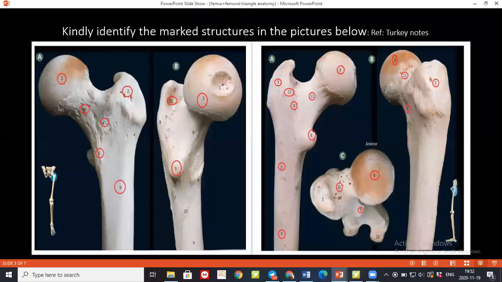Ma'am, 4 is the head of the femur, 11 is the neck of the femur, 3 is the greater trochanter of the femur, and 6 is the intertrochanteric line. All right. Then in the C, if you can identify these circles. The 4 is the head of the femur, 11 is the neck, and 8 is the lesser trochanter. Okay, good. All right. Moving on to the next one because time is running out.